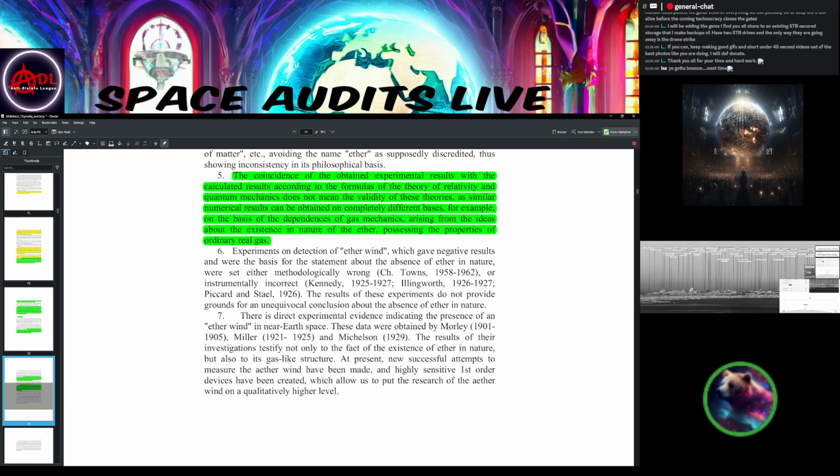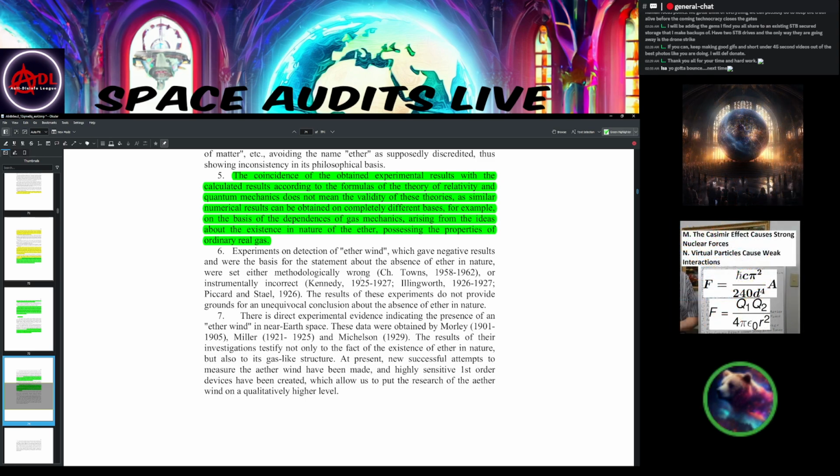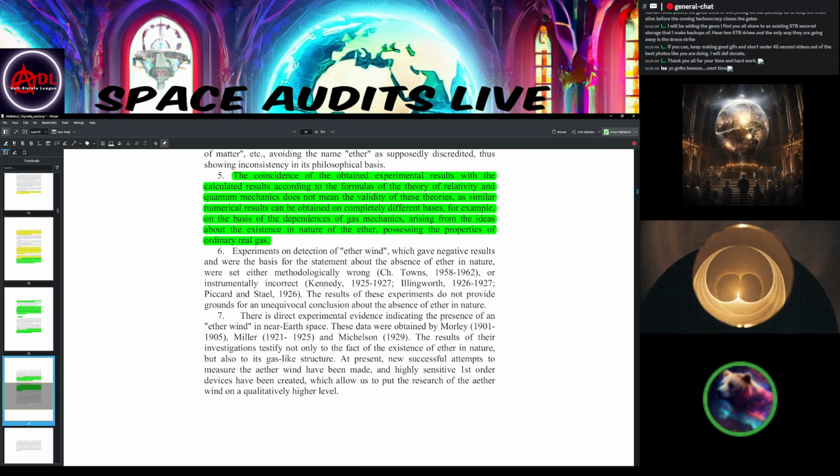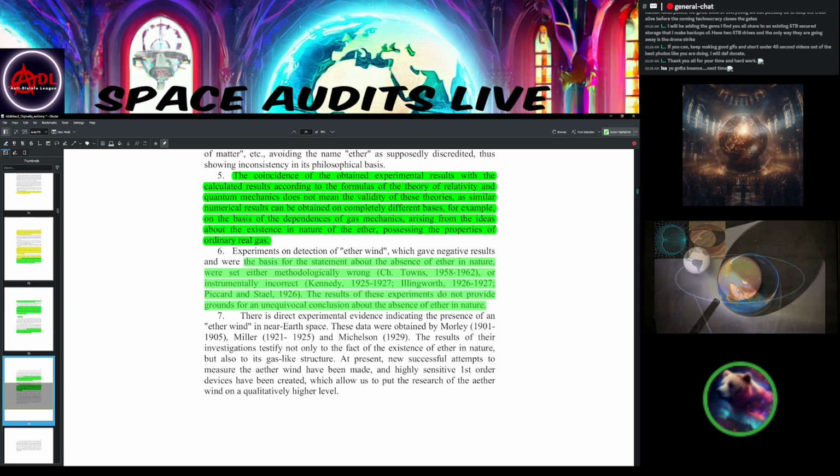All right. 6. Experiments in the detection of the ether wind, which gave negative results and were the basis for the statements about the absence of the ether in nature, were either methodologically wrong, see Townes in 1958 and 1962, or instrumentally incorrect, by Kennedy in 1925 and 1922, and also Illingworth in 1926 and 1927, and Piccard and Stahel in 1926. The results of these experiments do not provide grounds for the unequivocal conclusion that the ether is absent.